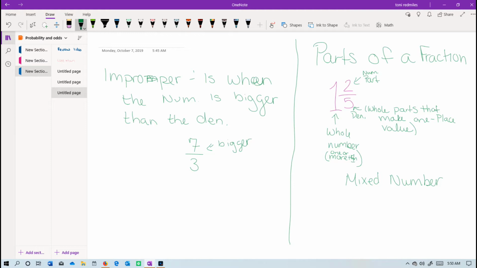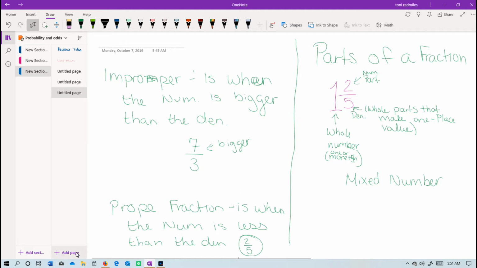Another one is called a proper fraction, and a proper fraction is just the fractions we've really been working on today. A proper fraction is when the numerator is less than the denominator. Like in the fraction 2/5, this is a proper fraction. All right, so that's kind of the stuff you need to know.